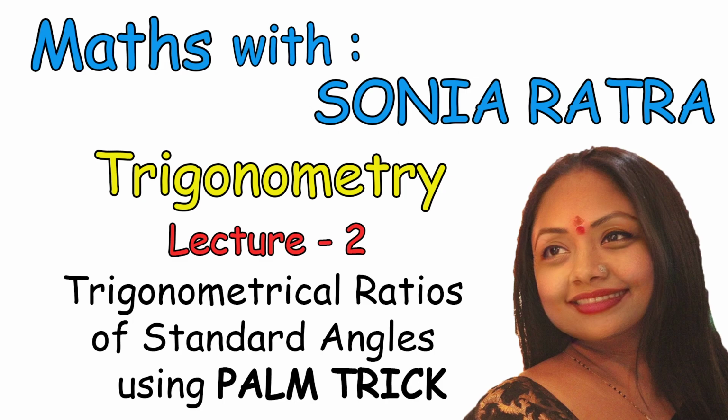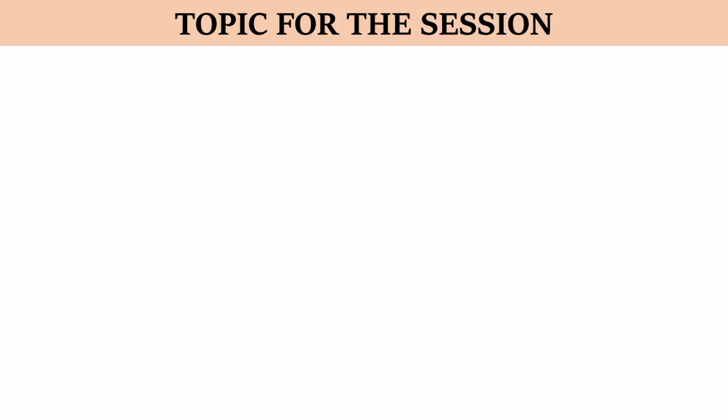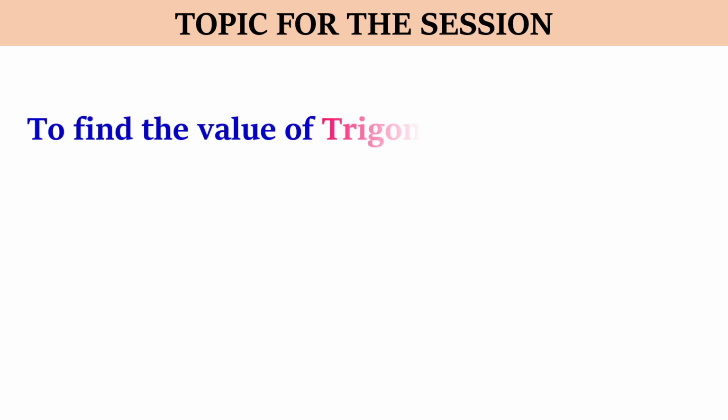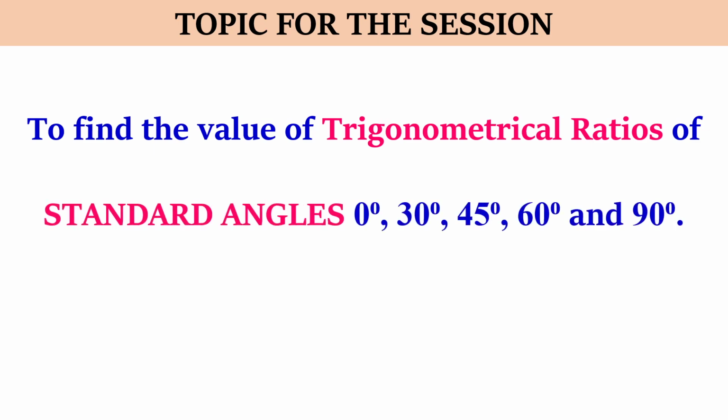Today we have lecture 2 of trigonometry, in which we will be discussing trigonometrical ratios of standard angles using palm trick. So let's start the session. The topic for the session today is to find the value of trigonometrical ratios of standard angles, which are 0 degree, 30 degree, 45 degree, 60 degree and 90 degree using palm trick. So let's start.